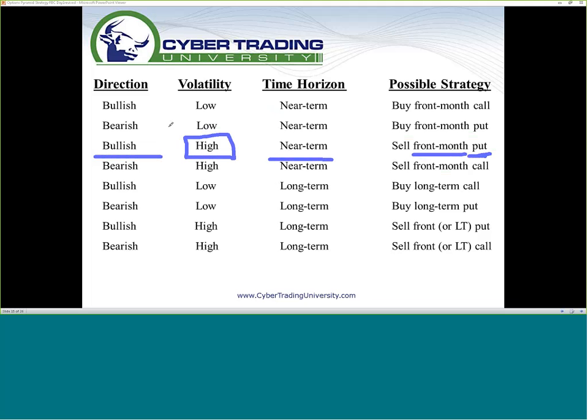Example number 4, we're bearish on the stock. We think it's going to go down, high volatility. We think it's going to happen soon. Well, for bearish, we either want to buy a put or sell a call. Which one? Volatility will answer that question. It's high, so I'm going to sell options. Which option do we sell if we think the stock is going to go down? A call. We sell a call. Which contract? The front month, the near-term options.